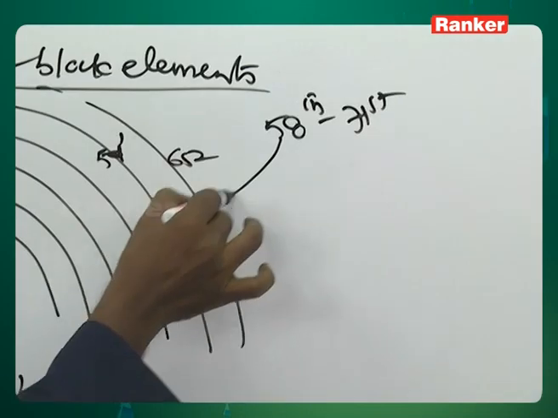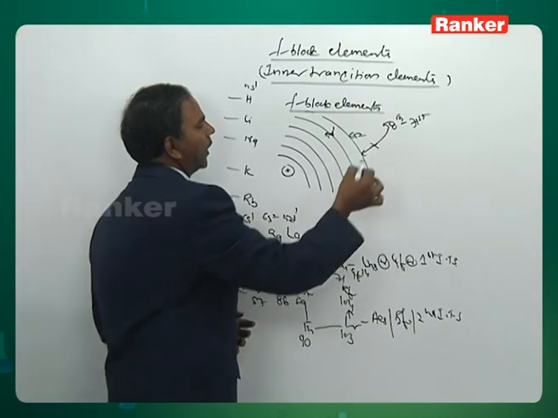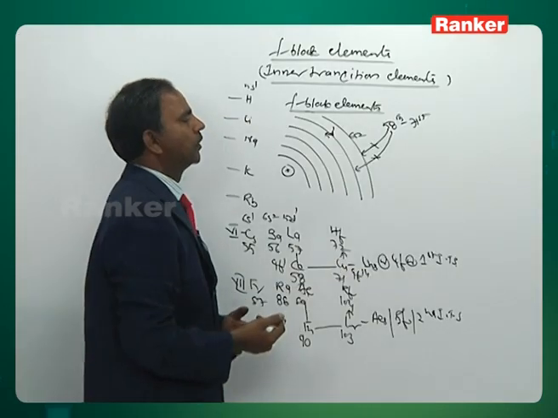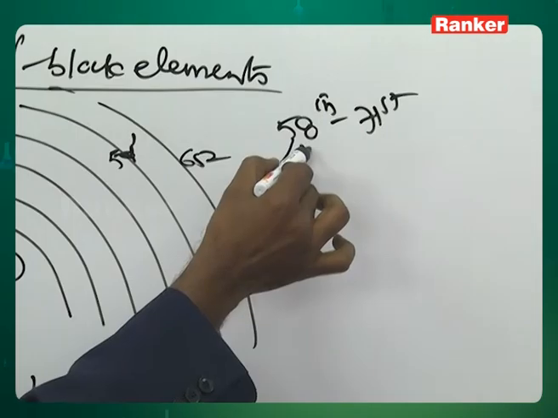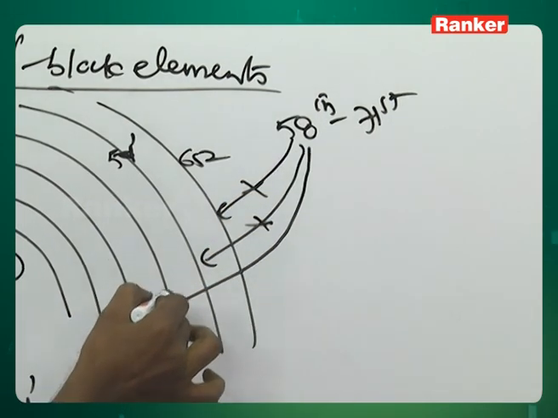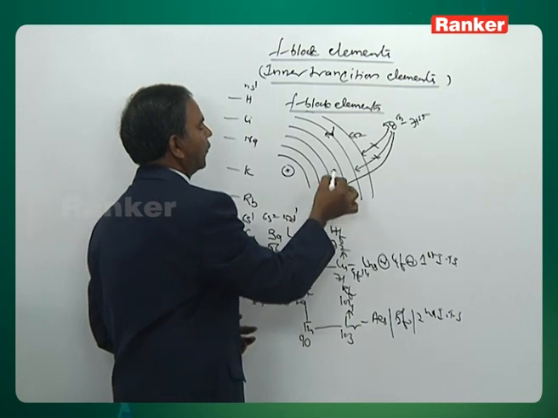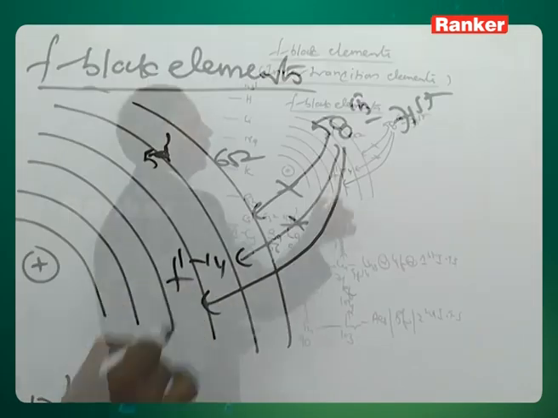These electrons are not entering into the valence shell, no. And these electrons are also not entering into d orbitals. These are entering into what? 58 to 71st electron. These electrons are actually entering into f orbitals of the anti-penultimate shell. F orbitals of anti-penultimate shell.